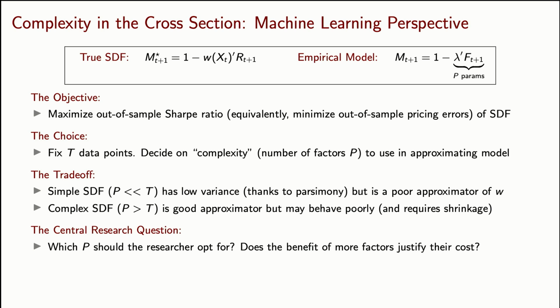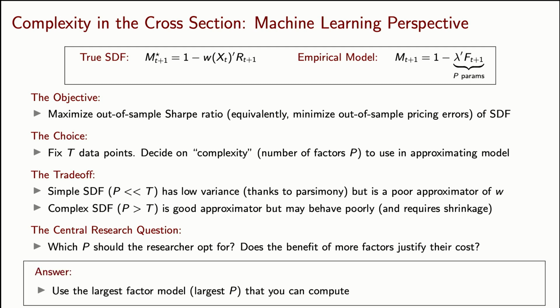We can summarize this then with a really simple question. How big of a p should I use in my approximating model? How many factors should I put in my SDF model? All right. Well, if you're looking to maximize out-of-sample performance of your SDF, the answer is unambiguous. You should push p as large as you can push it. So now we're talking about things like the bounds of computability, right? If you have no computing constraints, you should use an infinite number of factors. In reality, we do, so we should just use very large factor models.